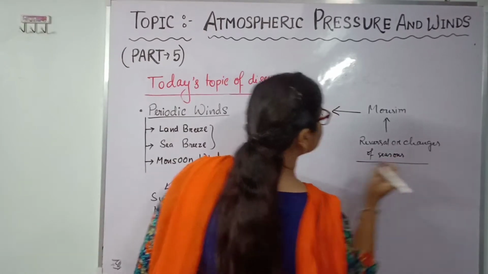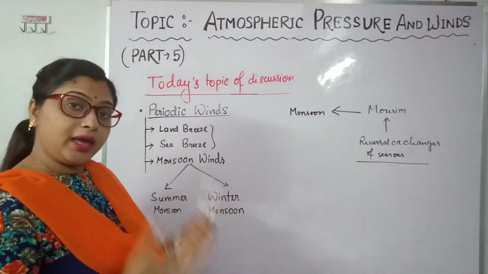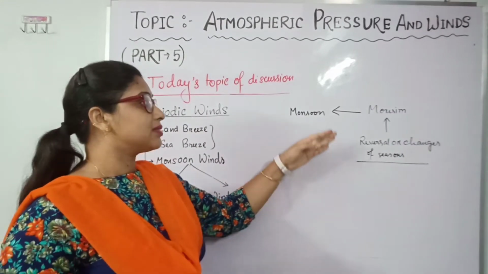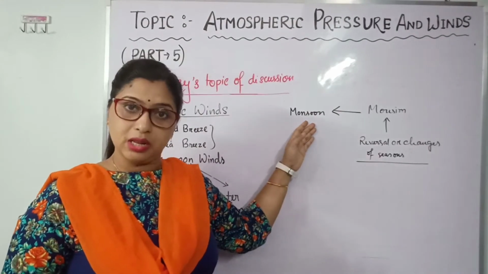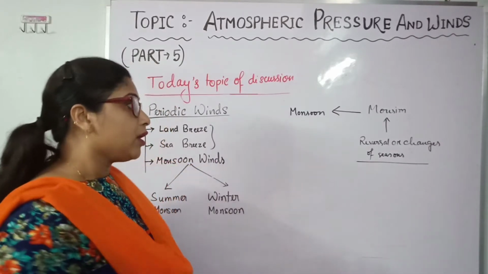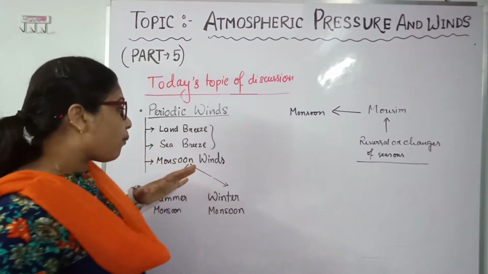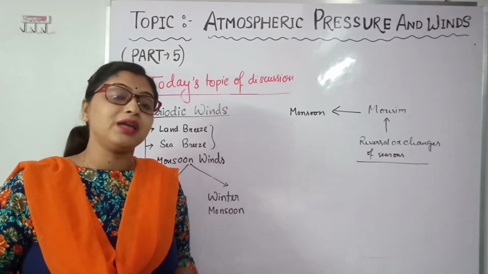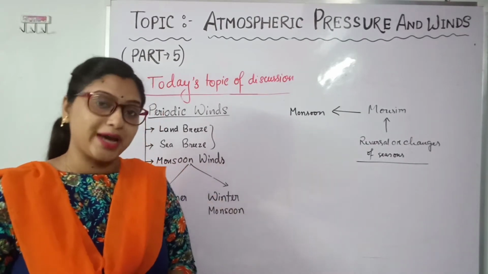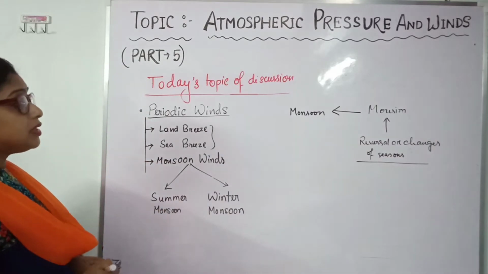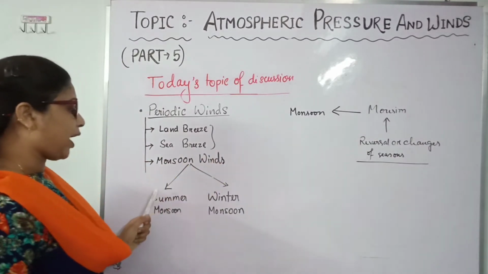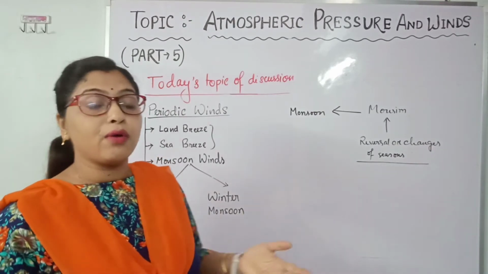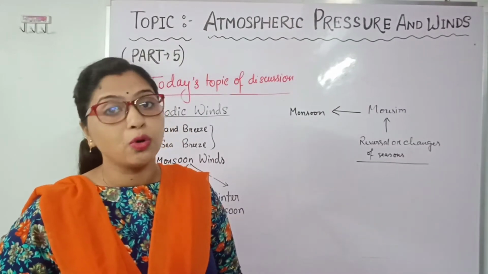So we can say that any region having distinct seasons, that area's climate we can call monsoonal, with monsoon winds. Here we will get to know what kind of winds these are and how this wind influences the Indian climate. This monsoon wind is basically of two types, summer monsoon and winter monsoon. I have already explained that wind always blows from high pressure to low pressure.